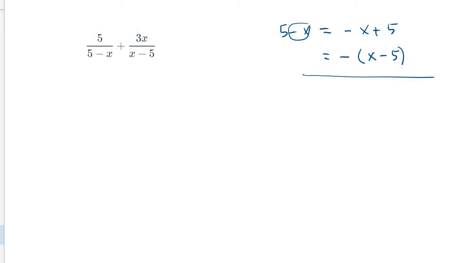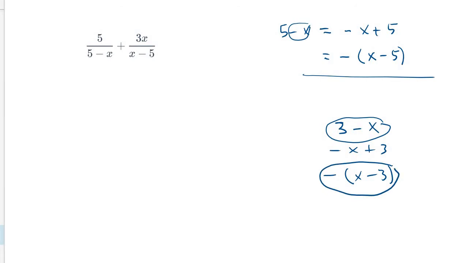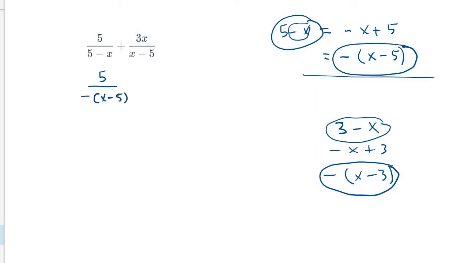All right. For another example, let's say you have 3 minus x. Well, what to do is to write this as negative x plus 3, which you can pull out a negative and it becomes negative times x minus 3. So 3 minus x is the same thing as negative times x minus 3. So 5 minus x is the same thing as negative times x minus 5. So I'm going to rewrite the left expression to look like this: 5 over negative x minus 5, and then plus 3 over x minus 5.